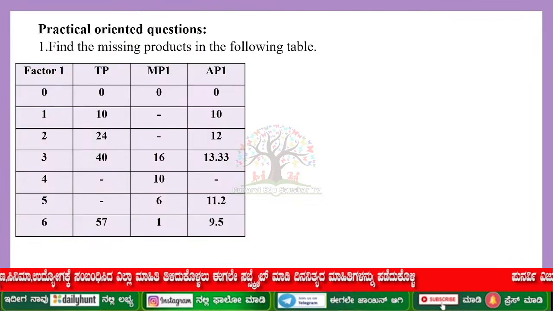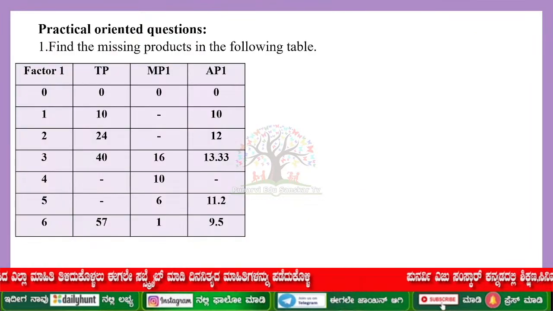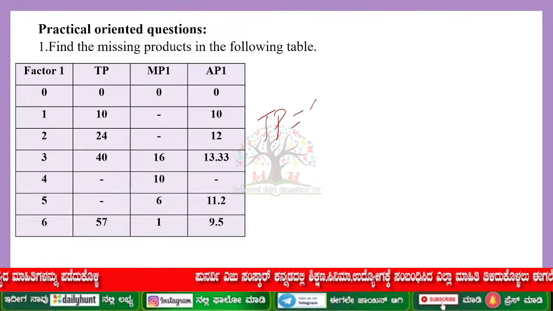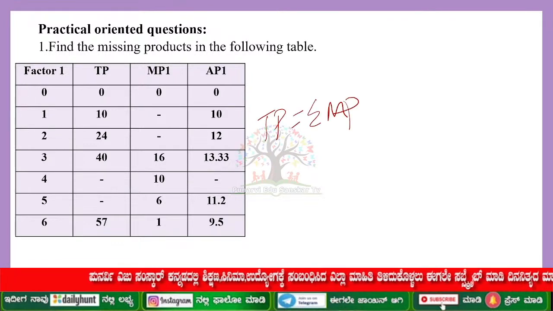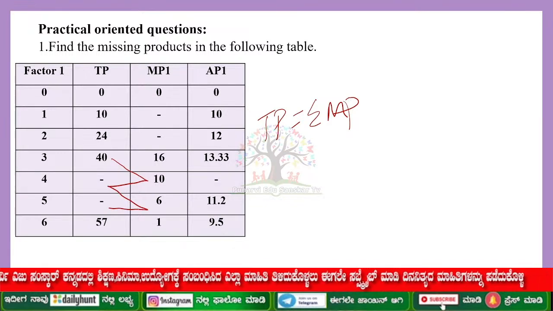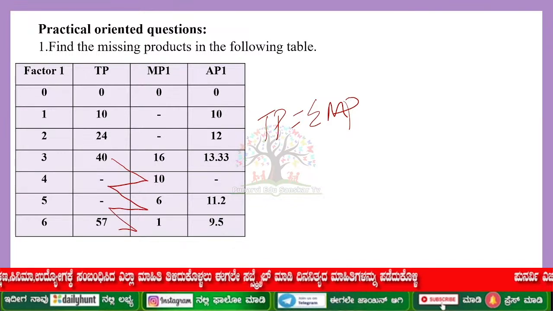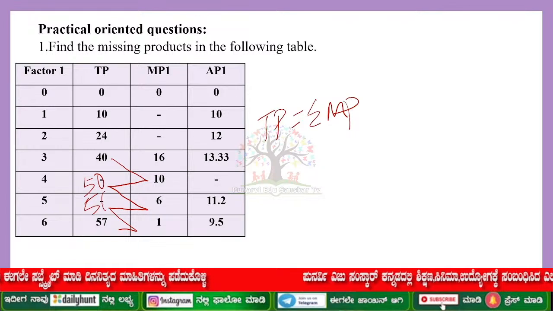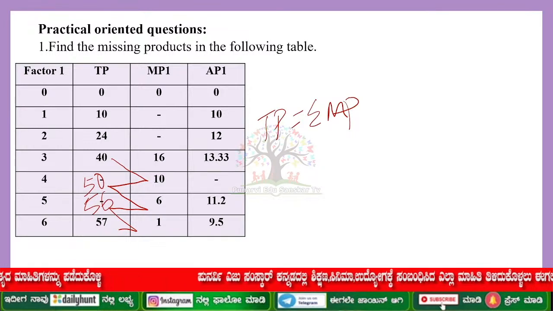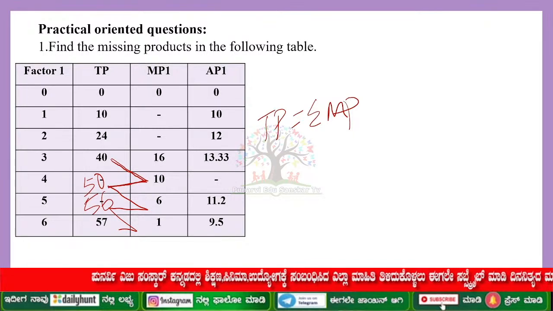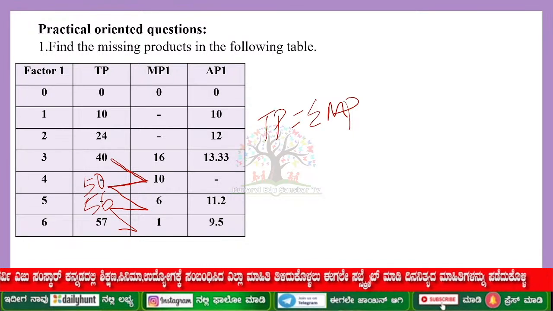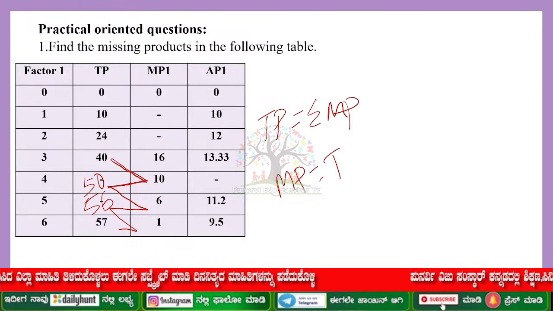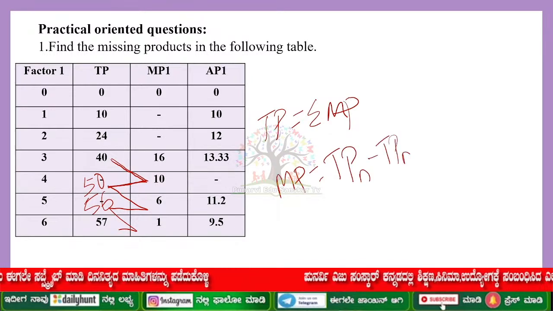Okay, dear students, find the missing product in the following. So you can find out. As we know, TP is equal to the summation of MP. So you should make a zigzag addition. If you do the zigzag addition, you will get the right answer. 40 plus 10 is 50. 50 plus 6, you will get 56. So in zigzag addition, for 40, you should add the next MP, and you'll get the particular total product. Similarly, for MP, if you want to find out, TPn minus TPn minus 1.